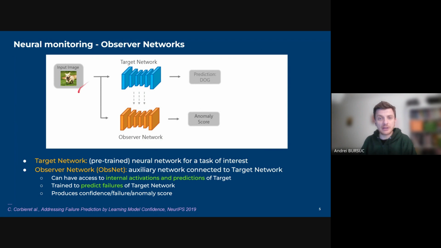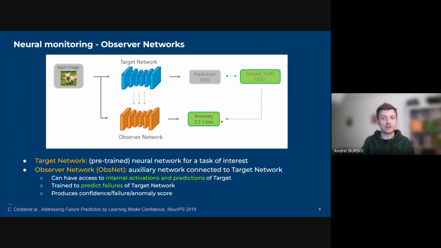By analyzing the input and the behavior of this target network, our observer network is trained to predict the failures of this target network. It often amounts to predicting a confidence score or a failure score or an anomaly score, depending on how we frame this problem for monitoring the behavior of the target network. We can train it, as I said, to predict the confidence given by the target network. This training of the observer network happens in the second stage, after we have pre-trained our target network for solving the task of interest.